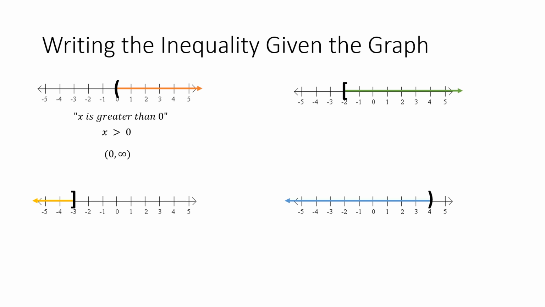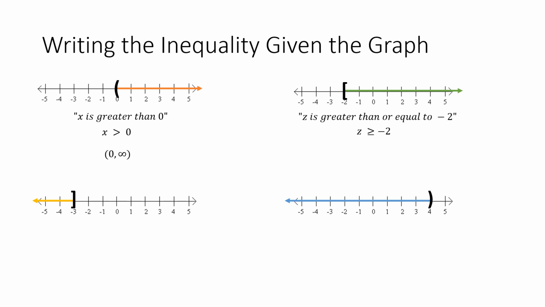Let's look at the green line. So the difference between the green and the orange here is that the green line is still going to the right, it's going to the positive direction, but this time we have a bracket at -2, which means that -2 is a solution to that inequality. And so here I'm going to choose the variable z, so z is greater than or equal to -2. And so z is going to have that line underneath it, so z is greater than or equal to -2. That's how you would write it as an algebraic expression using the inequality.